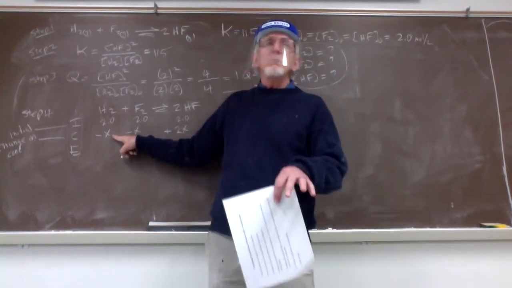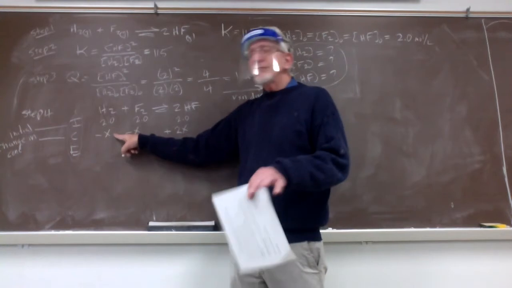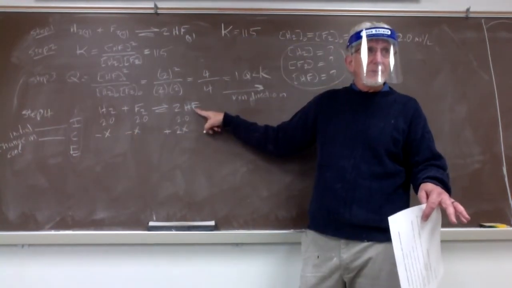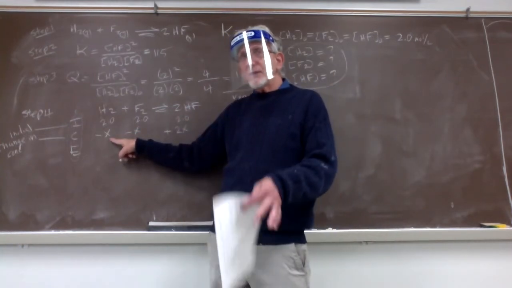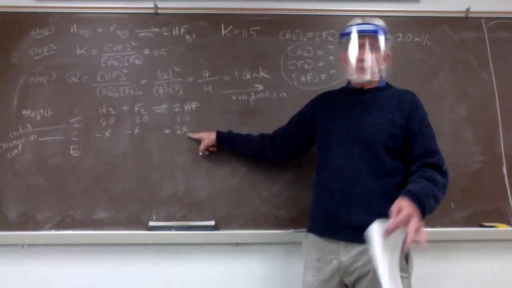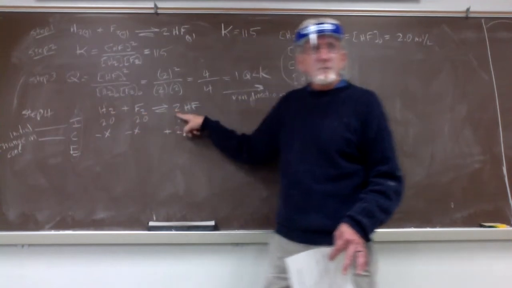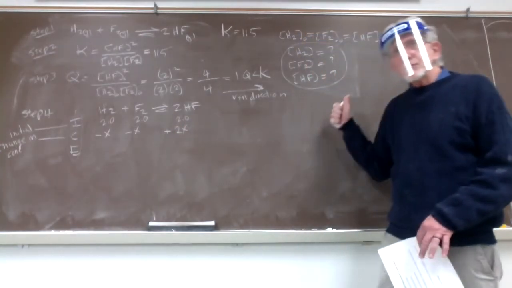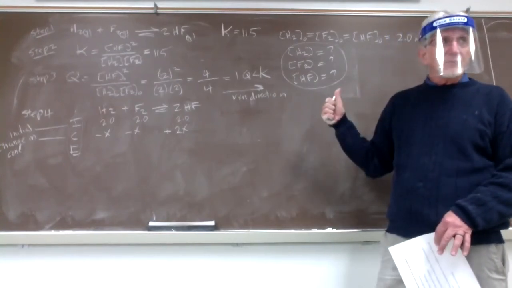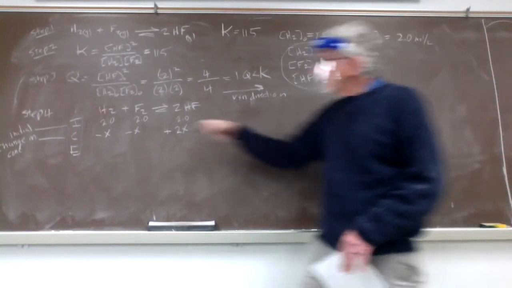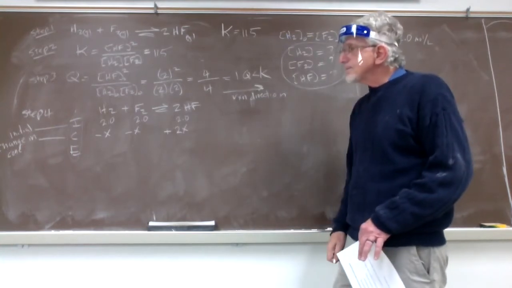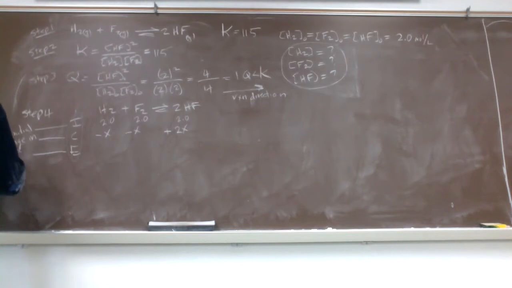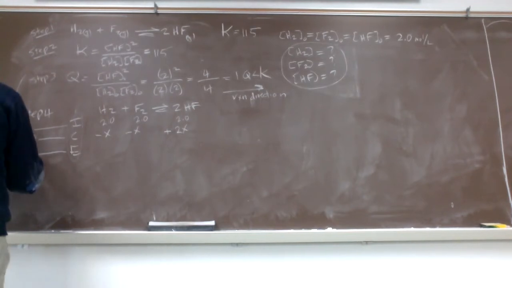What if this X were 1 mole per liter? 1 mole per liter of hydrogen consumed would form 2 moles per liter of HF, right? So X moles per liter of hydrogen consumed means 2 times X. We're just looking at the stoichiometric coefficients. They tell us that information. Why is it positive? Because the reaction is moving in the product direction from left to right. We're consuming reactants, we're producing product. Now, the last line stands for equilibrium. E means equilibrium concentration.